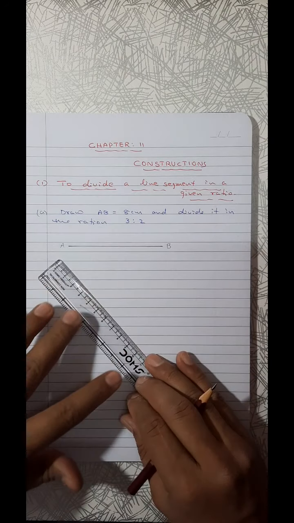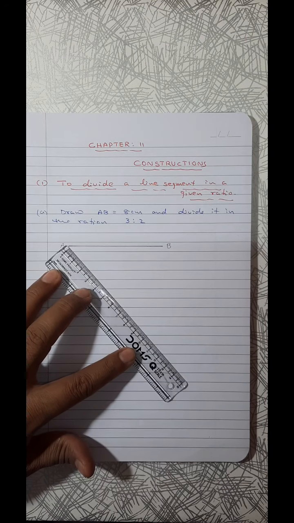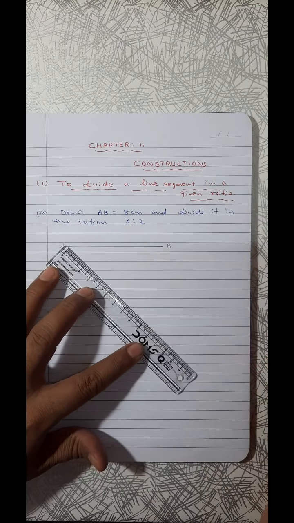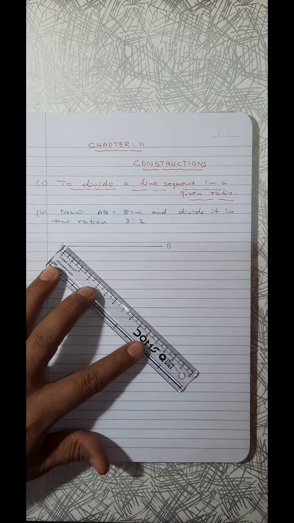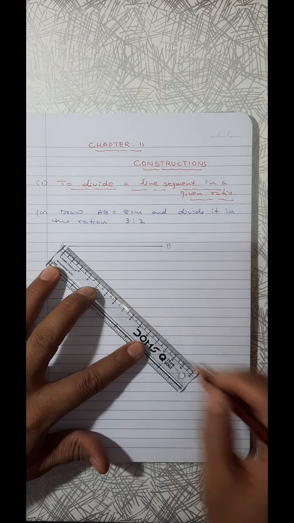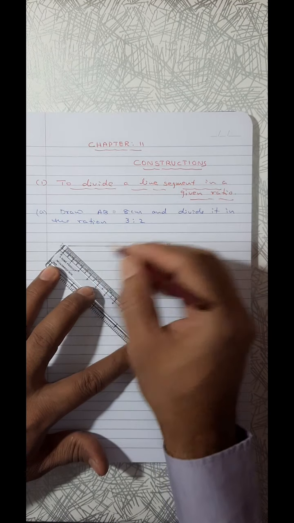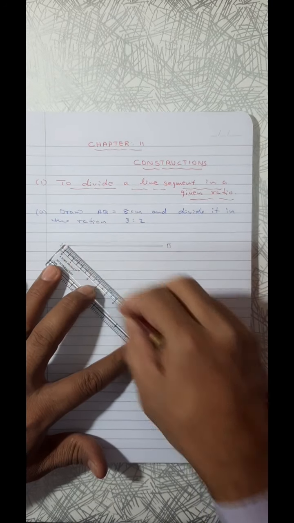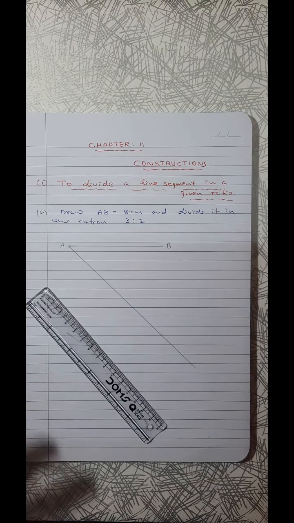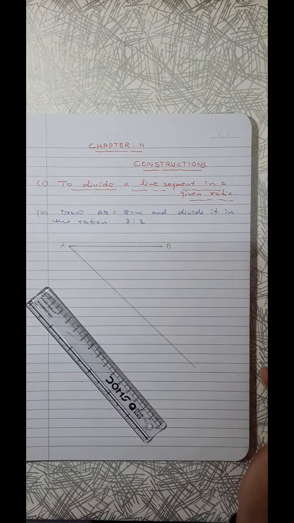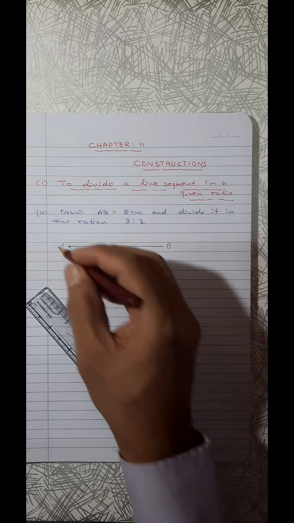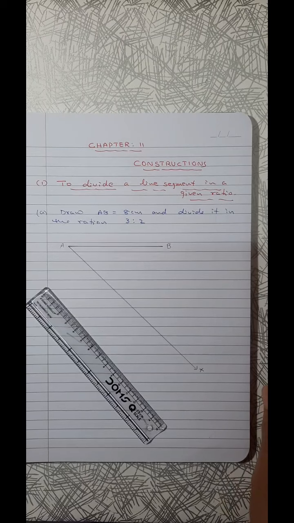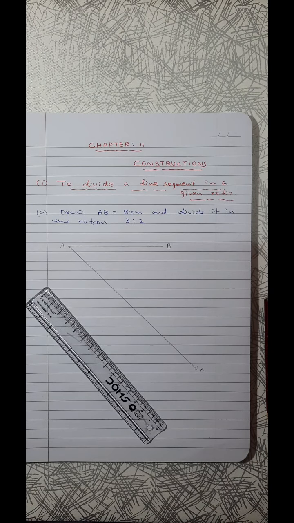For that what to do? First draw any line segment from A. Take any convenient angle, approximately 45 degree, so that we get a long line towards this corner. No need of measuring the angle, approximately 45 or 50. Ratio is 3:2. 3 plus 2 is 5. So in this line, name it as X, that is a long line AX. Divide this AX into 5 pieces.